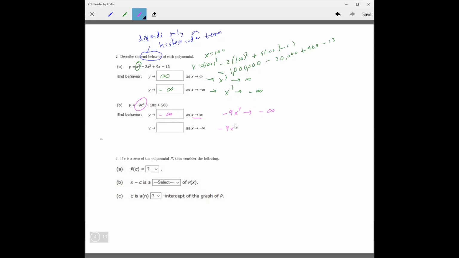And this one right here, as x goes to negative infinity, you're taking it to the 4th power, so that's going to become positive, but you've got this negative on the front here, so that's also going to negative infinity.